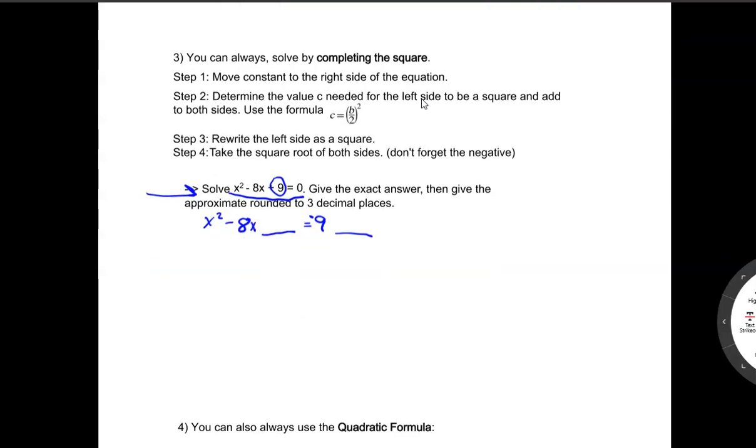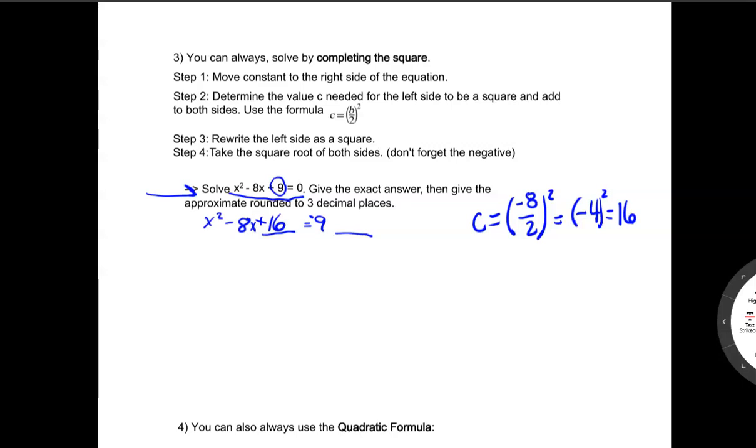So out here to the side, I'm just going to write c equals, replace the b with negative 8 over 2, squared. Well, negative 8 divided by 2 is negative 4. And once I square it, I get positive 16. Negative times a negative is a positive. So that is what goes in the blank. Determine the value c needed on the left side to become a square. And we use that formula, so we're just going to put plus 16. Now we know from any time we're solving equations, what happens if we add 16 to the left side?